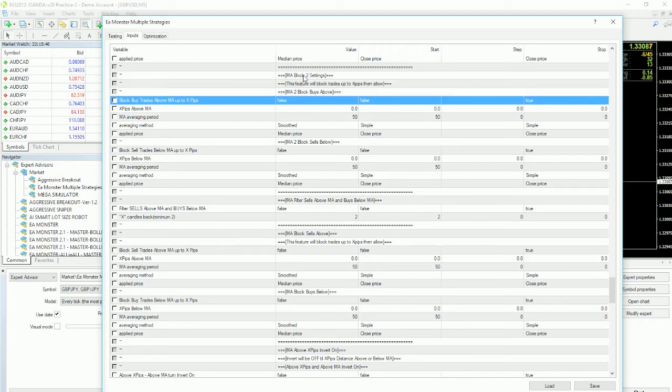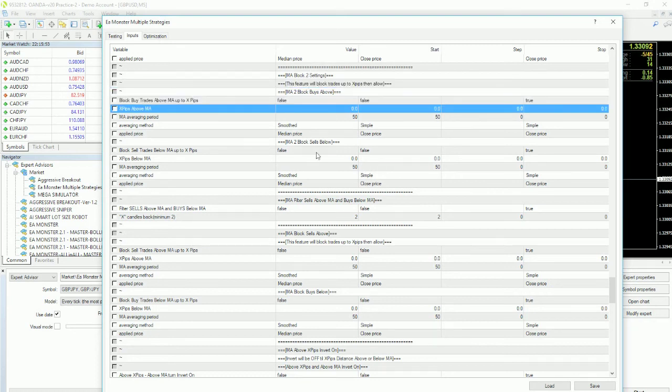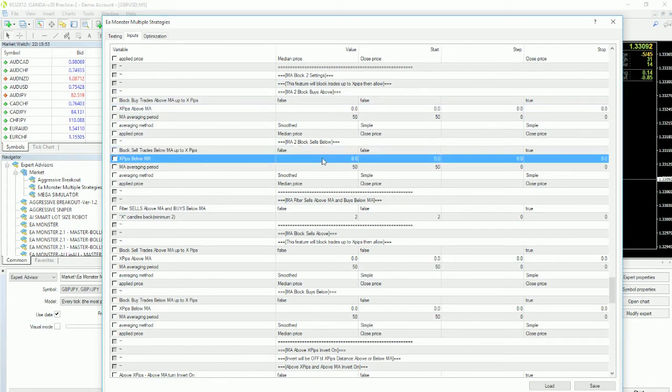Okay, this one here is another one. Yeah, this is exactly the same as the thing I just described. This one will block up to and then allow. It's just another one. So you can have two moving averages where you're doing the same thing with two different moving averages.